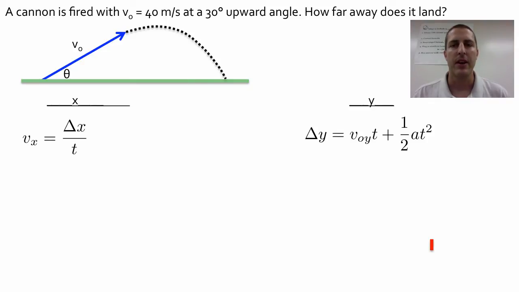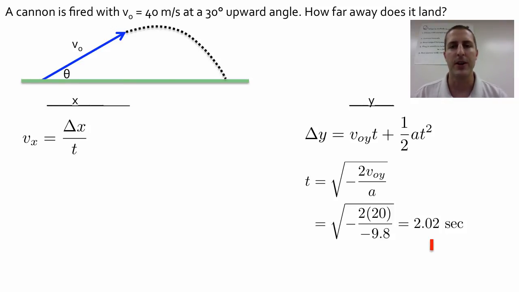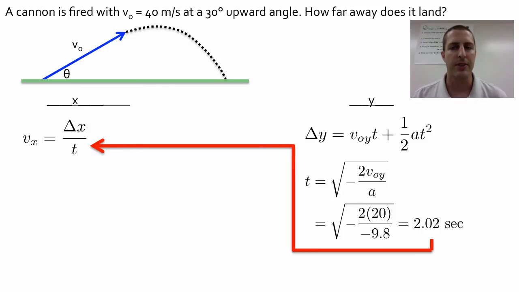So here's our equations. Let's see what we're going to do with them. In the y direction, we're going to be looking for time because we ultimately want to find the distance that we travel in the x direction. In order to do that, we need to know how long we're in the air. So let's use the y direction to find time. Let's rearrange our equation for time, plug in our numbers, and then we get that we're in the air for 2.02 seconds. Now it doesn't matter if you're looking in the x direction or the y direction, you're in the air the same amount of time. That's why time can go back and forth between the columns. So we take our time here, and then we're going to use it over in the x direction.